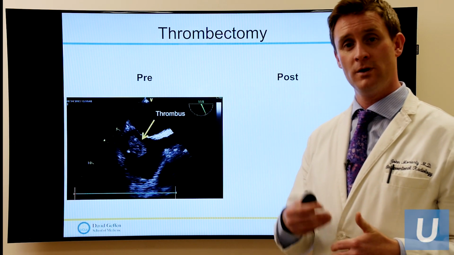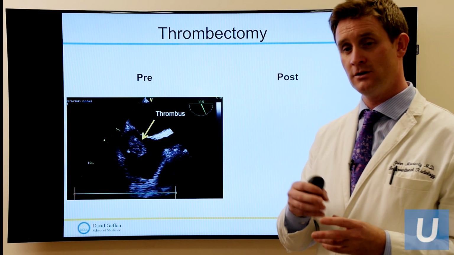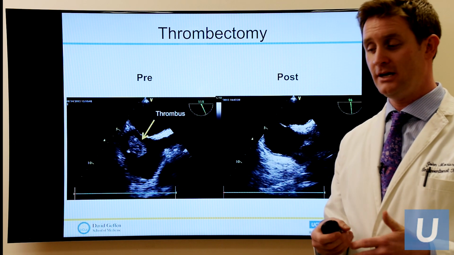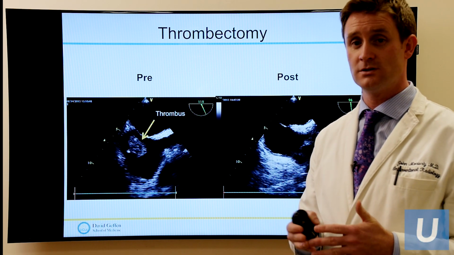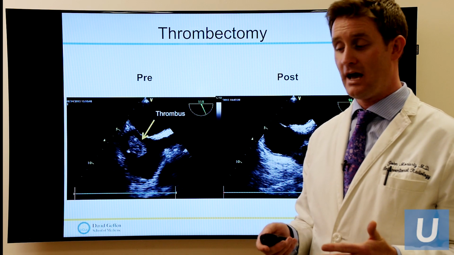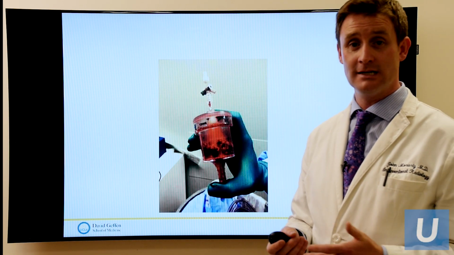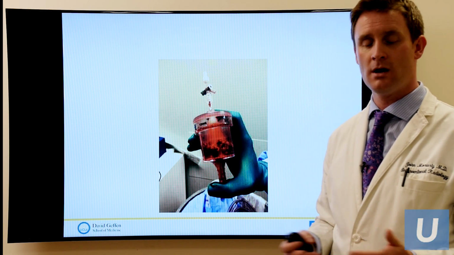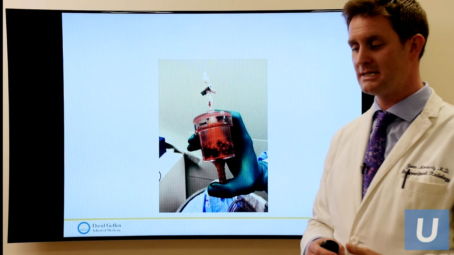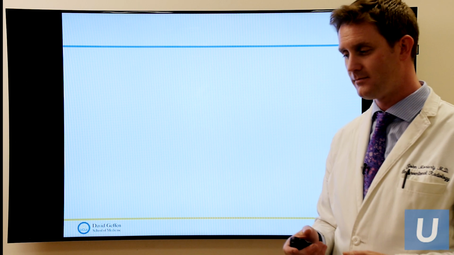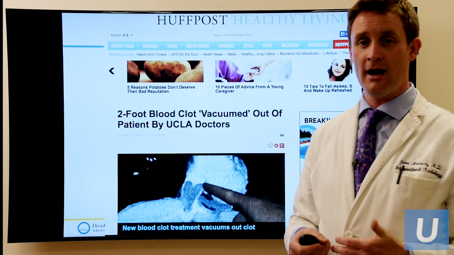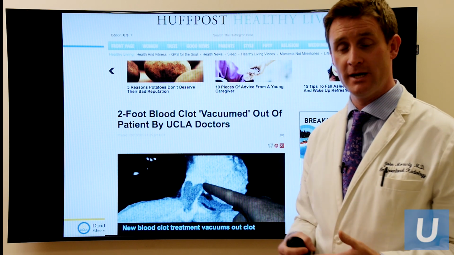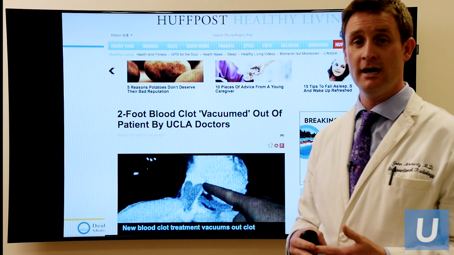So we went in, we were able to suck on this clot using one of those devices as I told you about. And you can see here the pre and the post. The clot is completely gone. And indeed, here it is in my hand. Out in a filter, big, nasty clot, would have been very dangerous, probably would have killed the gentleman had it not been removed.